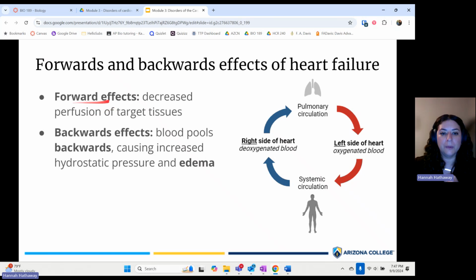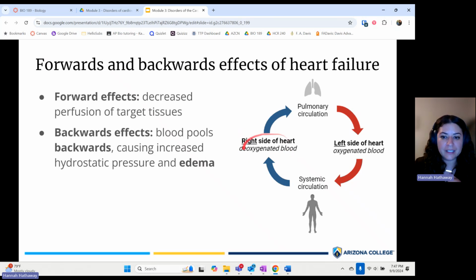The first are called forward effects. If we're talking about the right side of the heart, where's forward from that? The lungs. So if the right side of the heart is not working, what's not going to get enough blood? The lungs. So you're going to have decreased perfusion, meaning decreased blood delivery to the lungs. That's the forward effect.